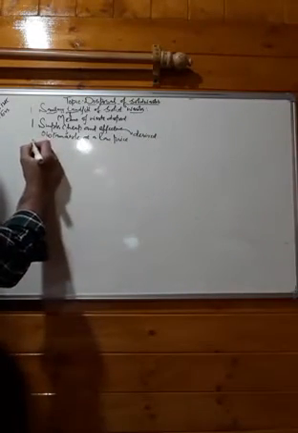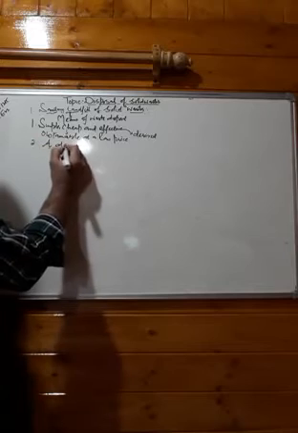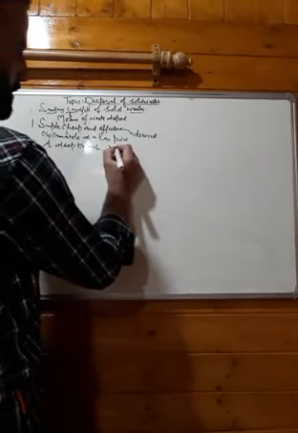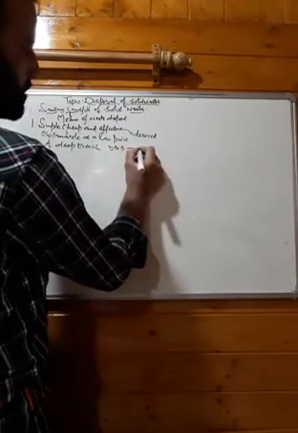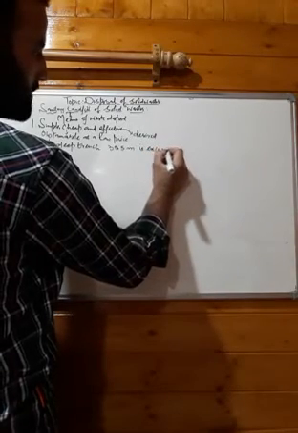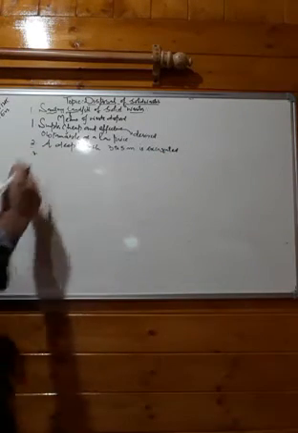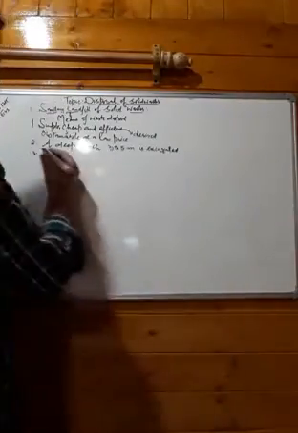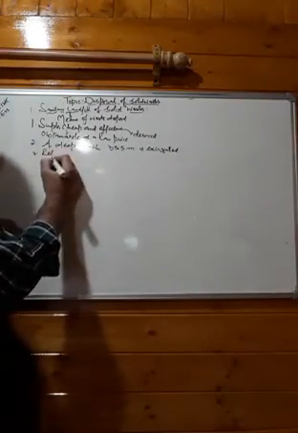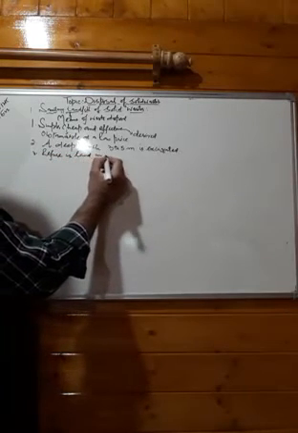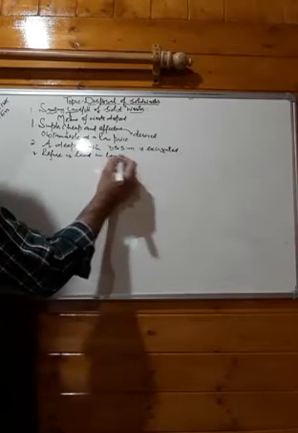Number second, a deep trench 3 to 5 meters is excavated. Refuse is laid in layers.